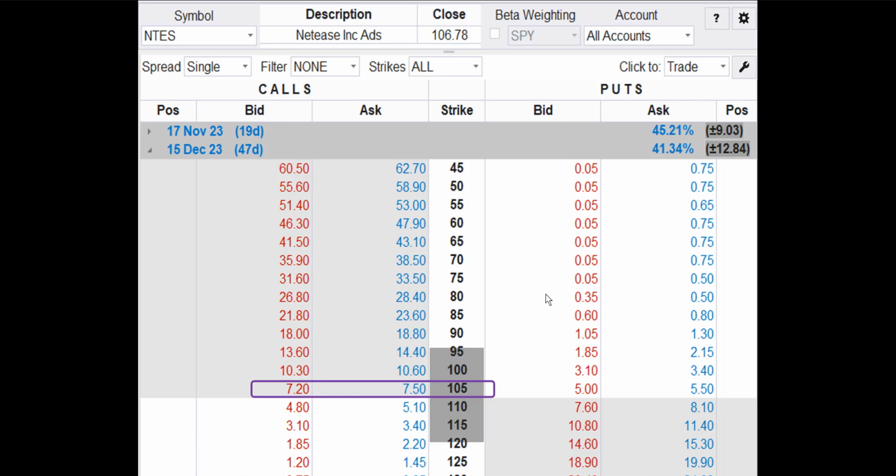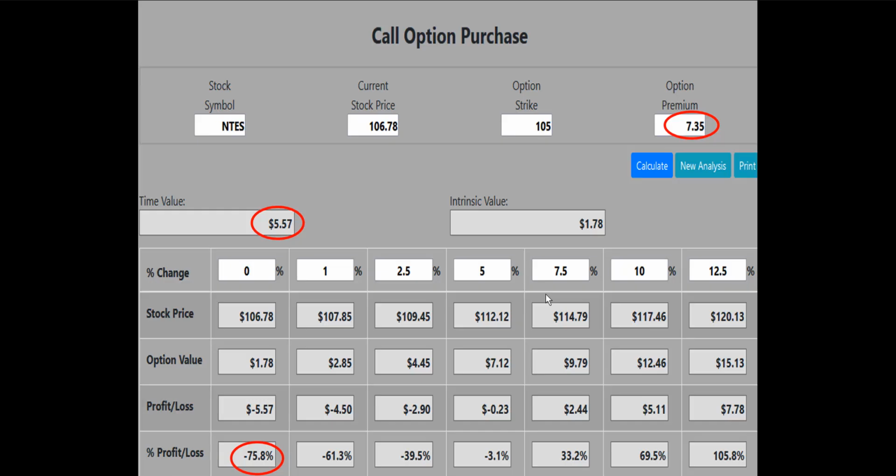That means any calls on the list from 45 to 105 are in the money. Let's take a look at the profit potential for purchasing the 105 strike call, which is the closest strike to the current price of the stock. The bid-ask spread for the 105 call is 7.20 to 7.50. We try to enter at the midpoint, so we'll use 7.35 as the buy price.